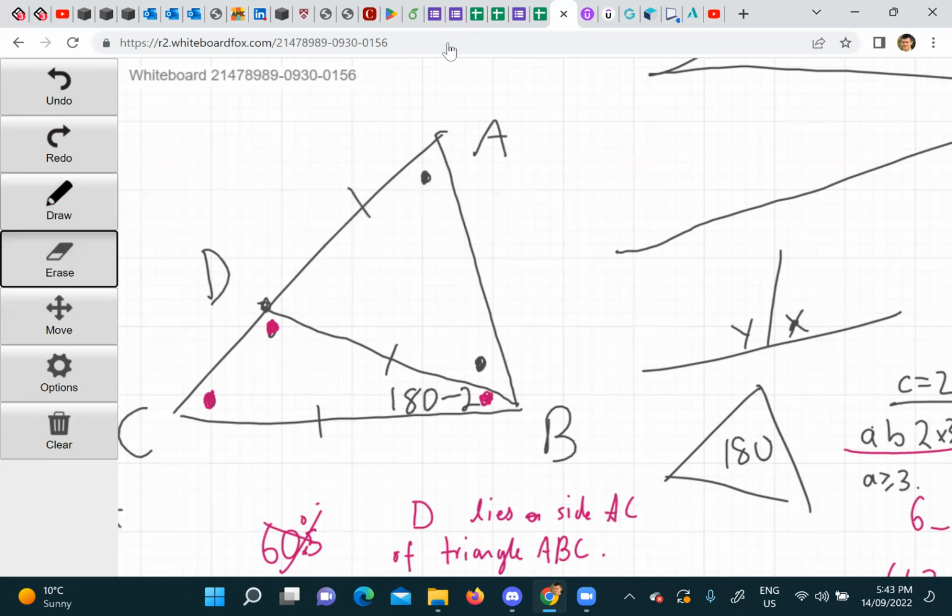And here, can you see what this angle here is? By the same reasoning, it's 180 minus 2 black dots. But can you see another way of getting this angle? It's actually also 180 minus 1 red dot, right? Can you see that?